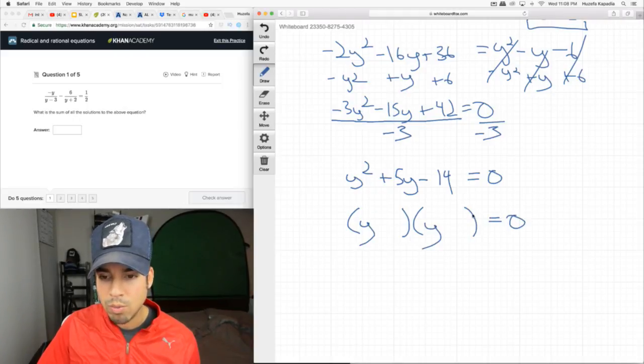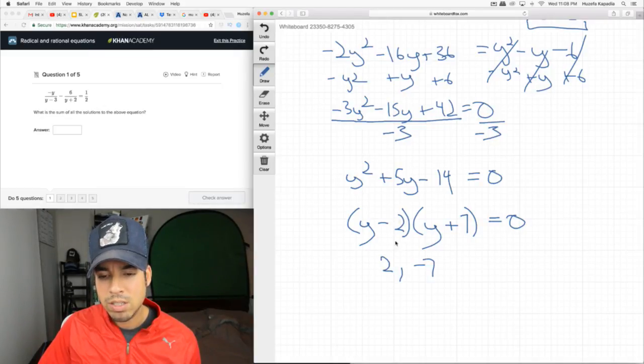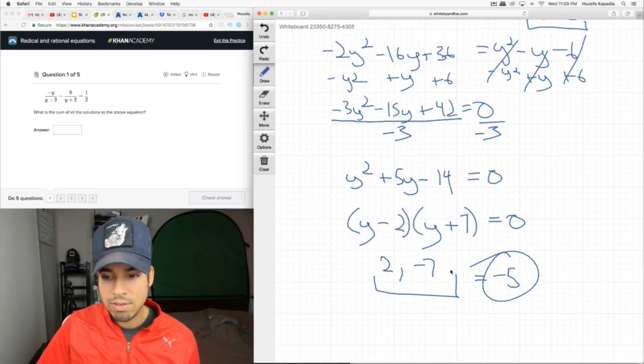We got a y, we got a y. Now, what multiplies to negative 14 adds to 5? It's a positive 7 and a negative 2. Therefore, our solutions are y equals 2 and y equals negative 7, because it's what makes this binomial go to 0, what makes this binomial go to 0. That's a positive 2, negative 7. What is the sum of these two solutions? 2 plus negative 7, negative 5.